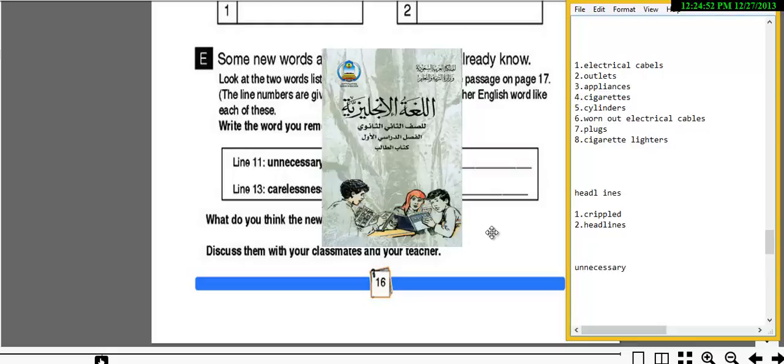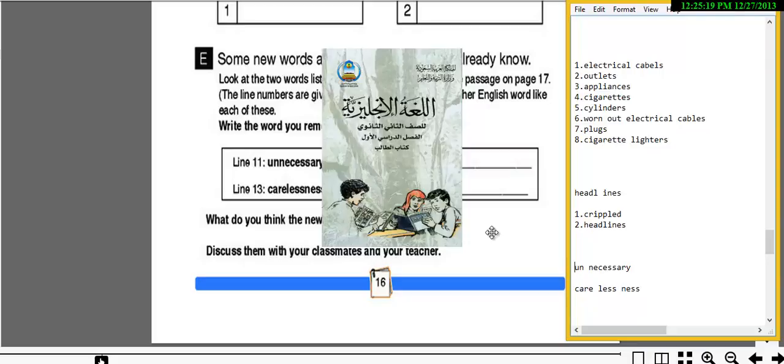Unnecessary and carelessness. Okay, now, yeah, I know. Let's get to start separating the words here. Unnecessary. Yeah, I do know a word that's called necessary. Yeah, I do know this. In carelessness, oh, yeah, I do know there is care, and then there is less and ness.